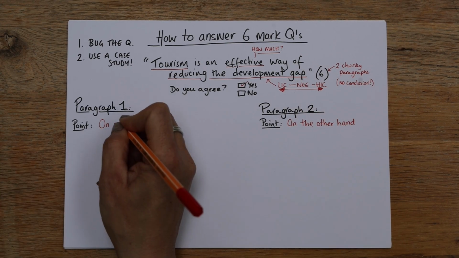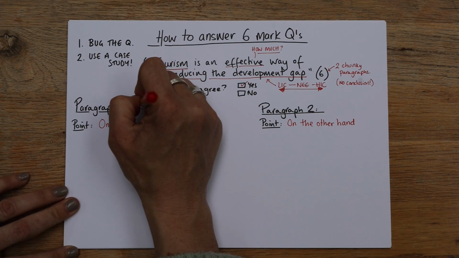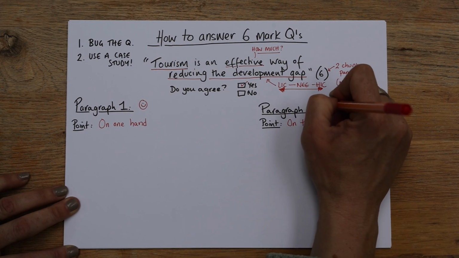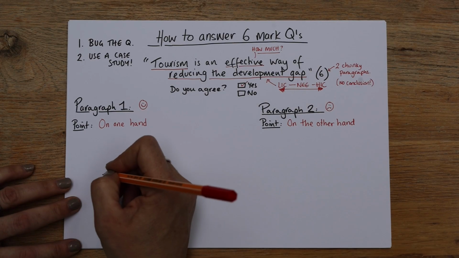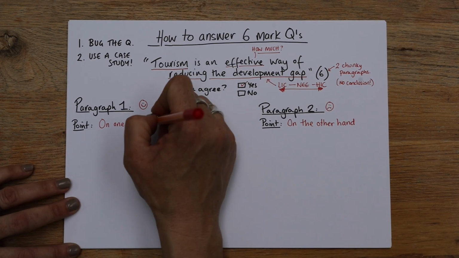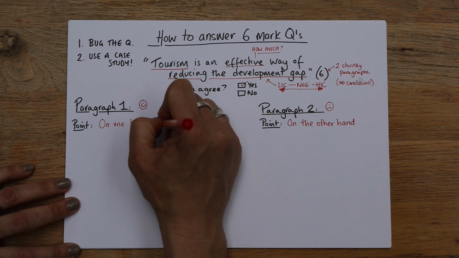Okay, so let's start with this one. Paragraph 1 is going to be the kind of positives. Paragraph 2 can be our negatives. So on one hand, let's get our case study in there straight away.